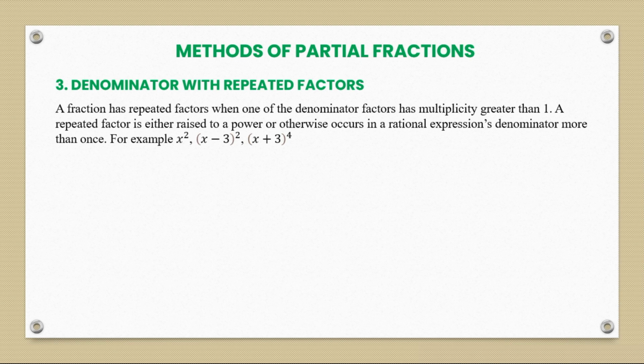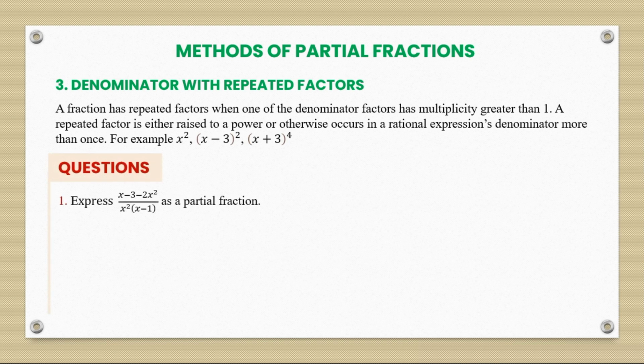A repeated factor is either raised to a power or otherwise occurs in a rational expression's denominator more than once. For example, x squared is a repeated factor. Then (x minus 3) squared, and x plus 3 to the power 4. All these represent different repeated factors. So now, how do we work with these? Let's look at an example.